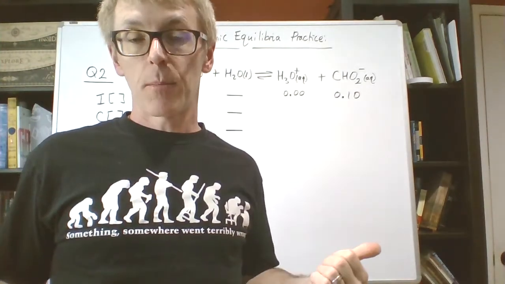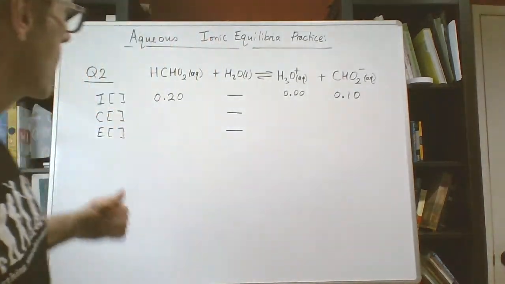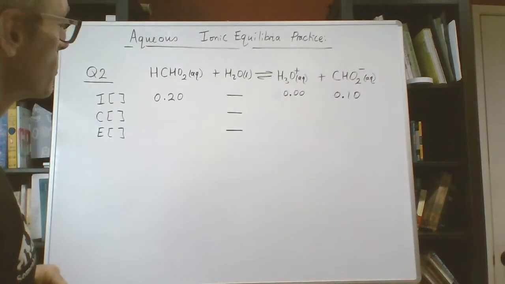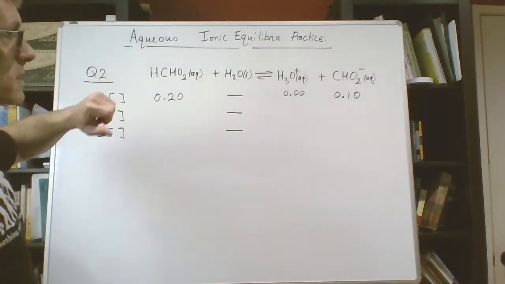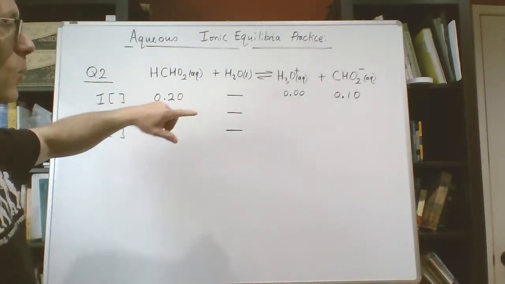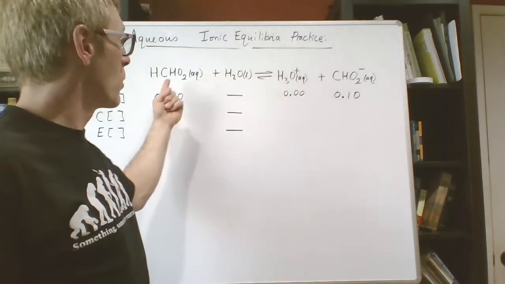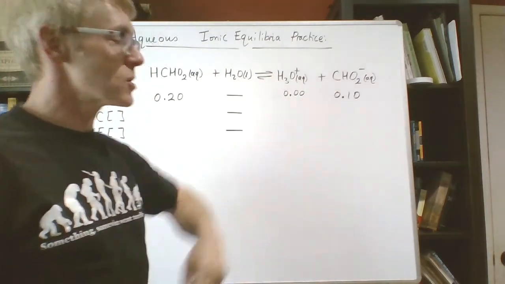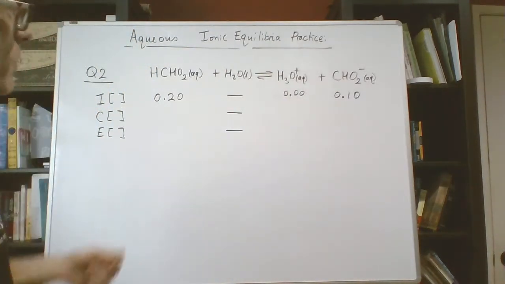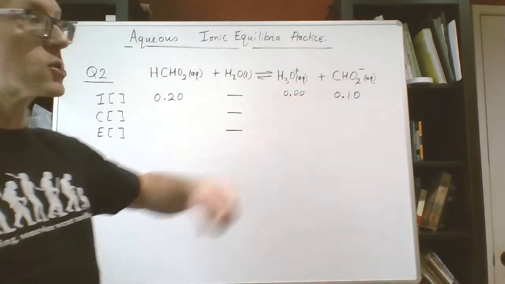Next up is a similar problem to the last problem. Again, we have an aqueous ionic equilibria problem. It's an ICE table problem. We're given what looks like a buffer initially because we have both a weak acid and its conjugate base. It's a non-ideal buffer because these are not in a 1-to-1 ratio.